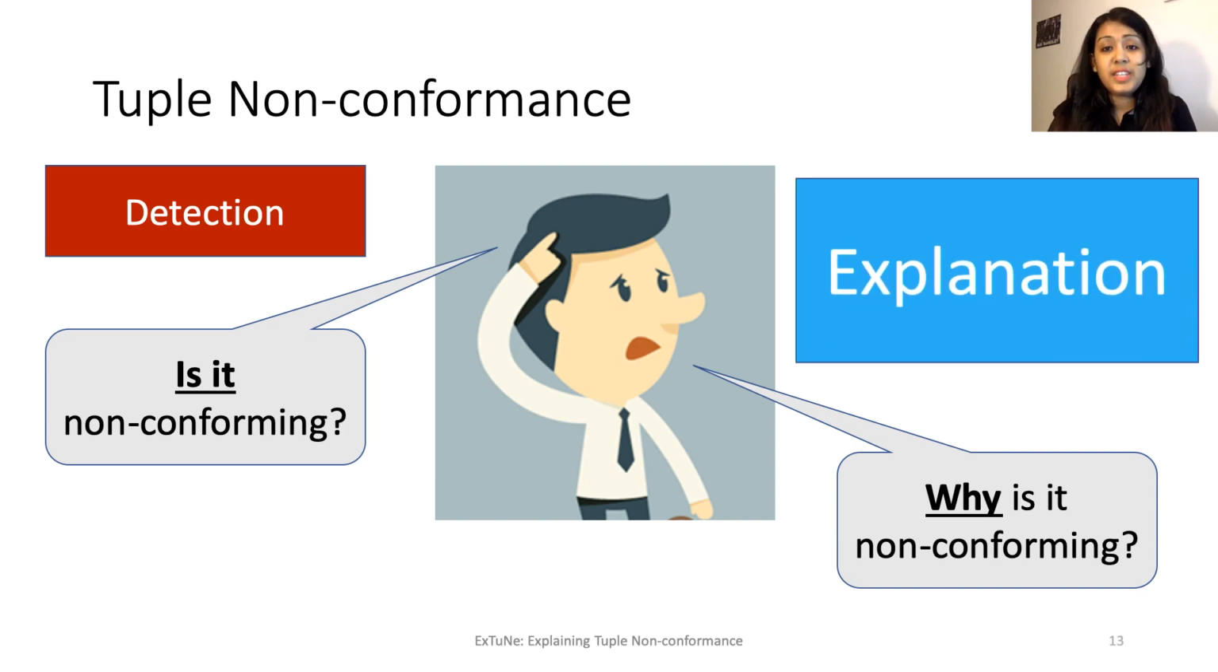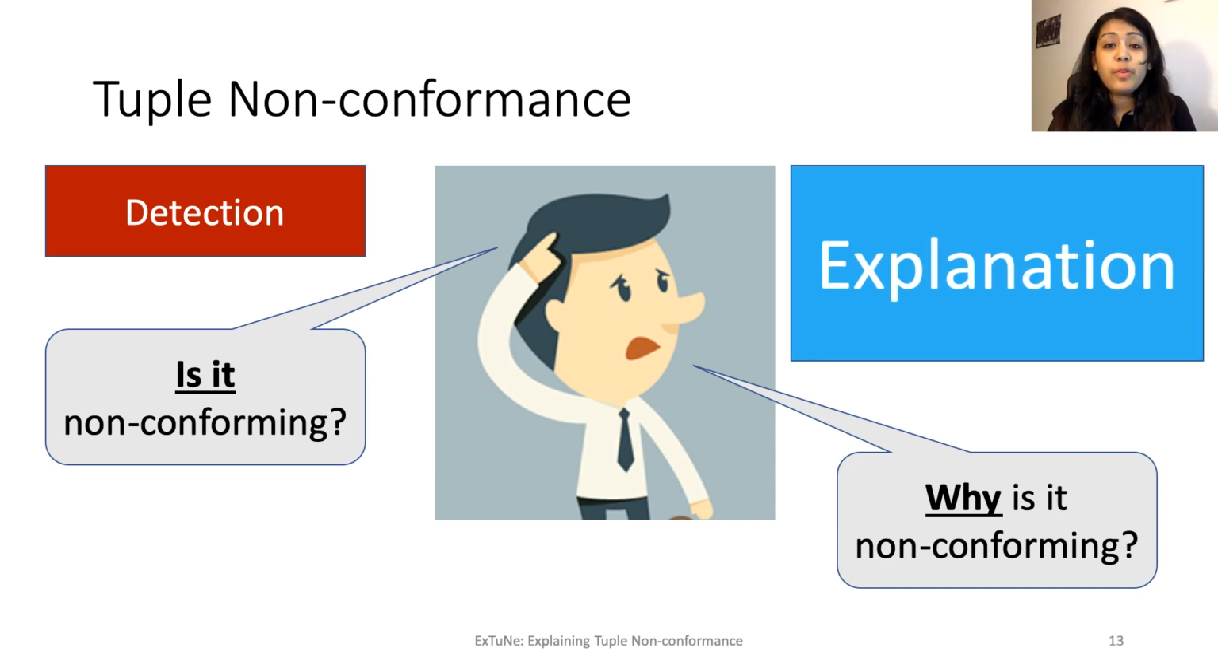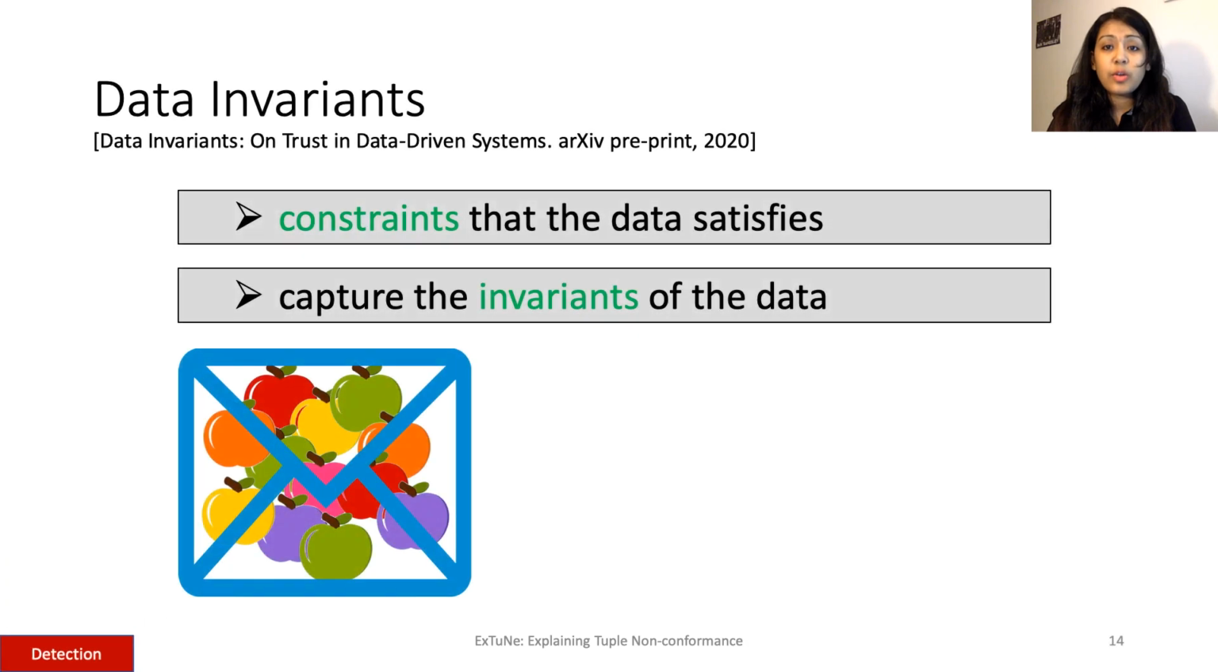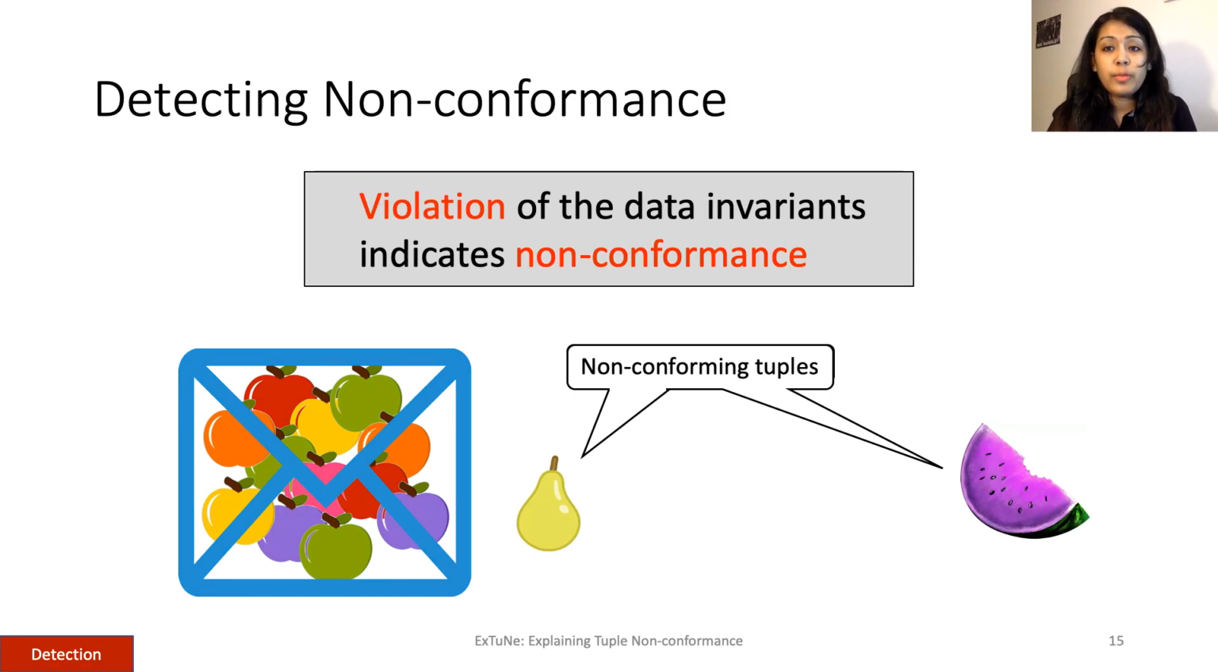The focus of this demo is on the explanation, but before that, I am going to give a brief overview on the detection techniques on which ExTuNe is built. To detect non-conformance, we use our previous work on data invariants. Data invariants are a set of constraints that capture the common properties or invariants of the data. To detect non-conformance, we simply check whether a new tuple satisfies or violates the data invariants. When a tuple violates the data invariants, then it is non-conforming.